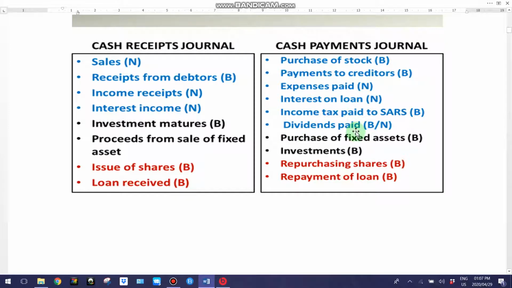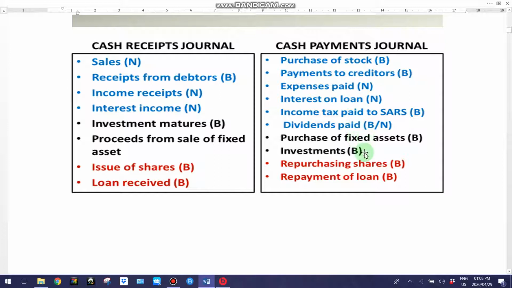And dividends, same argument as the income tax argument. I don't pay that every month, but it is the portion of the net profit that I would pay to shareholders. And because these two are related to the net profit of the business, I've also grouped them under my operating activities. Okay, so you've got the blue, which tells me the examples of inflow of cash, and then you have more examples of outflows of cash.